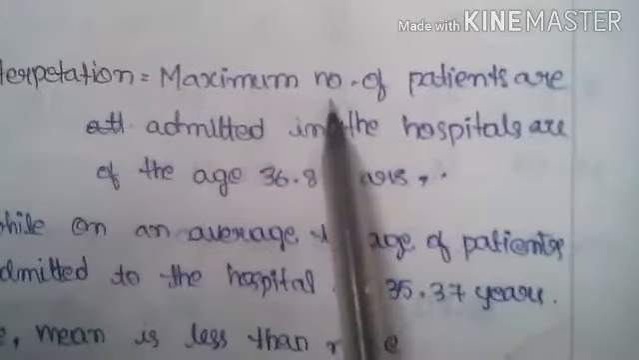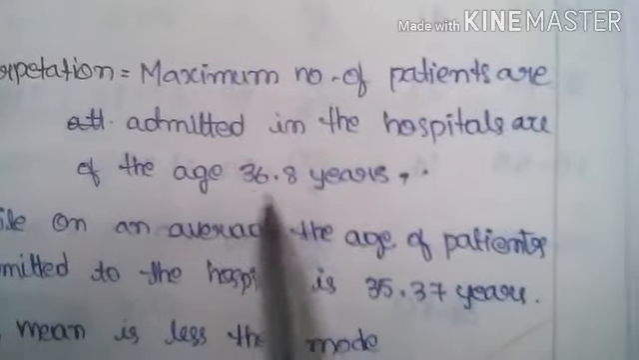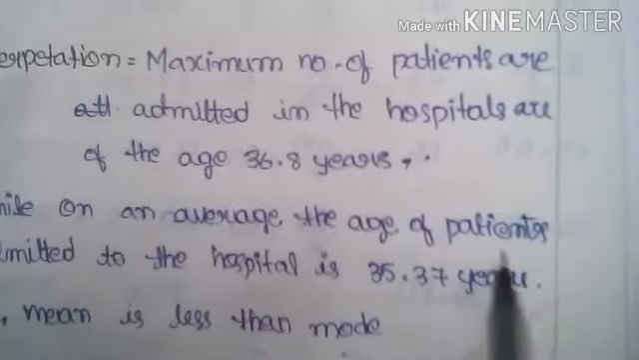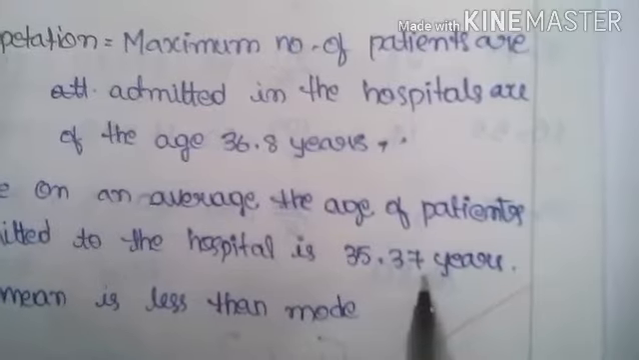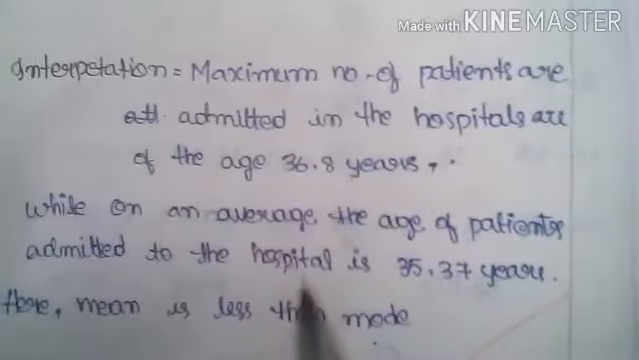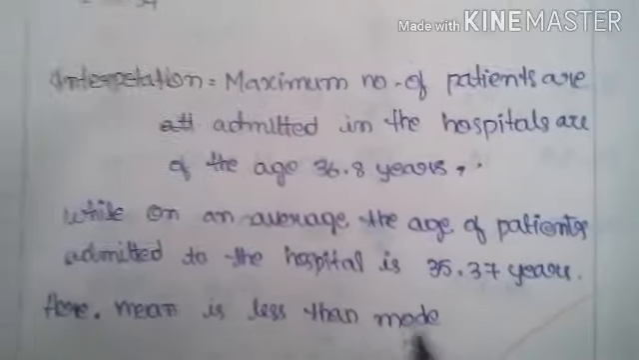Now the interpretation of the data. The maximum number of patients admitted in the hospital are of the age group 36.8 years, while on average the age of patients admitted in the hospital is 35.37 years. Hence the mean is less than the mode. The first one is the mode and the second one is the mean. So the mean is less than the mode.